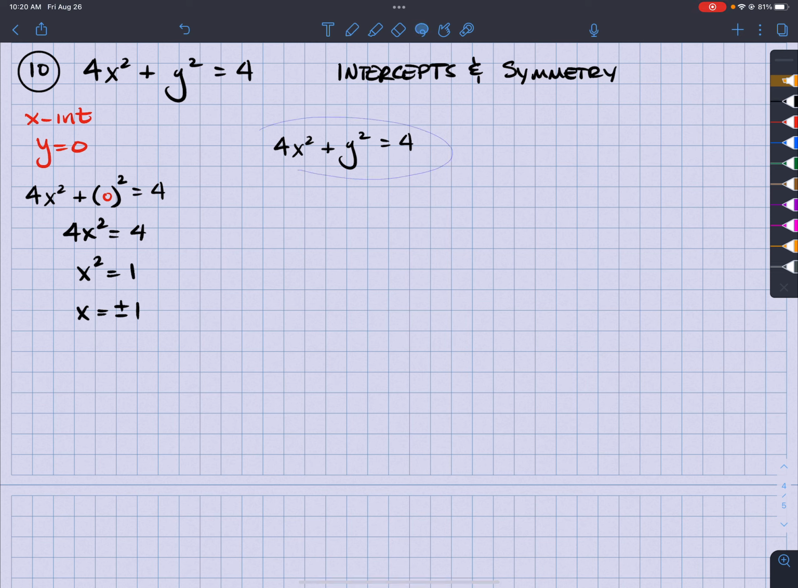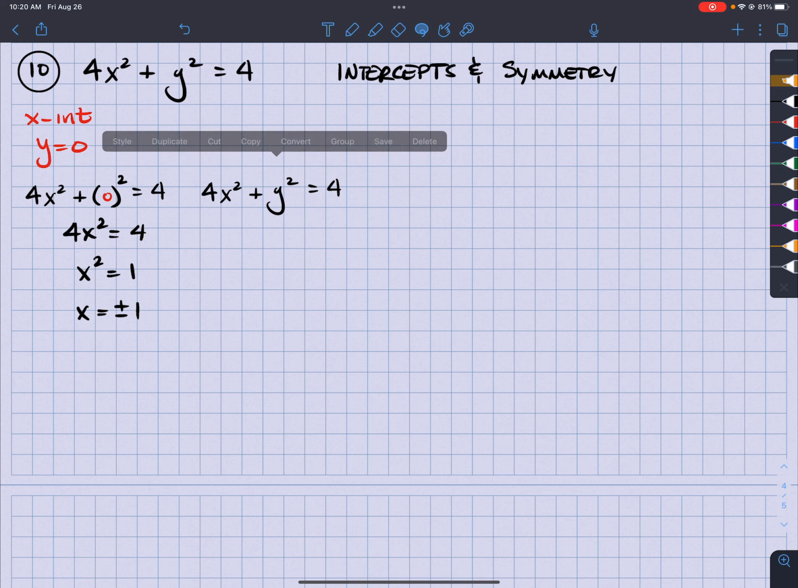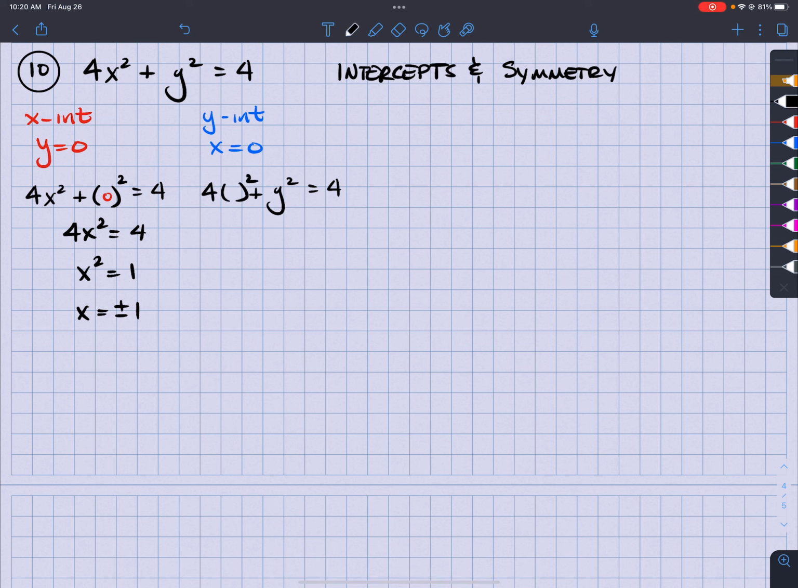There's a reason why I have this over here, because the other intercept I know is the y-intercept. And what do I know about that? That x is equal to 0. So now I'm going to replace the x with 0. If that's the case, I'm going to have y squared is equal to 4. Take the square root of both sides. y is going to equal plus or minus 2.